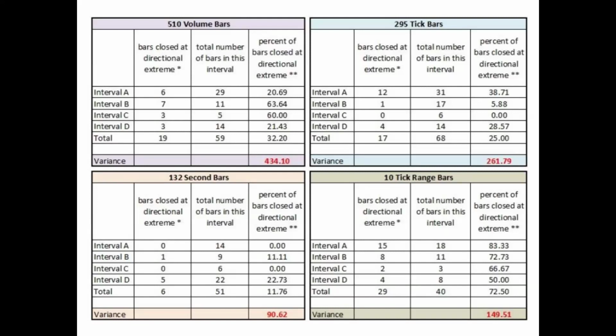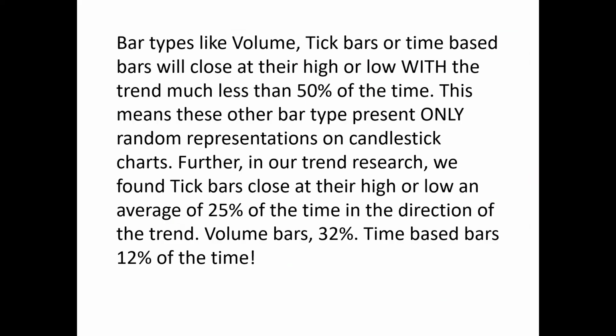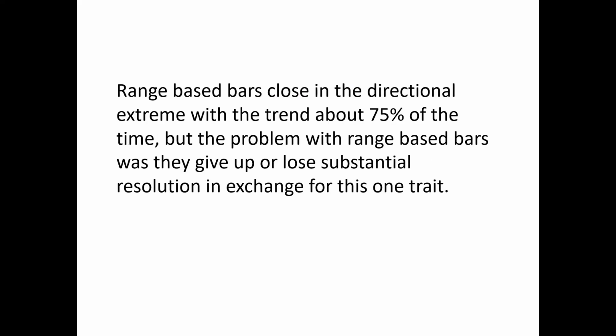On ultimate tick bar, ultimate order flow bar, and Smart Super Renko bars, it closes at those extremes almost all the time. Super important concept. So bar types like volume, tick bars, time-based bars will close at their high or low much less than 50% of the time. This means other bar types present only random representations or worse than random representations on a candlestick chart. Further, in our trend research, we found tick bars close at their high or low 25%, volume bars 32%, time-based bars 12%. So that's summarizing what we just saw on the table.